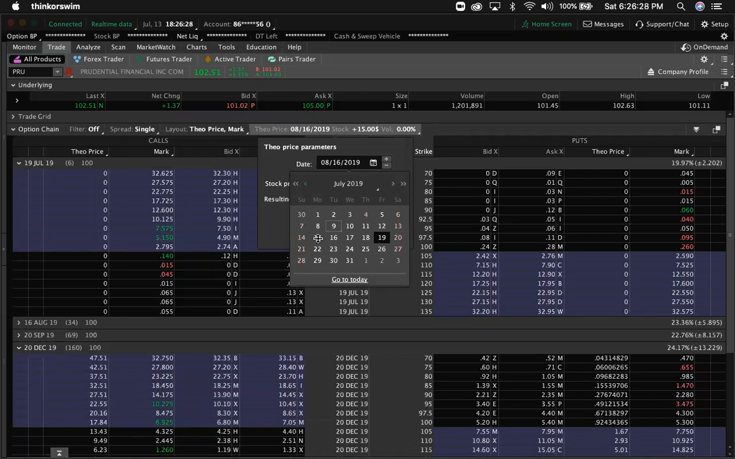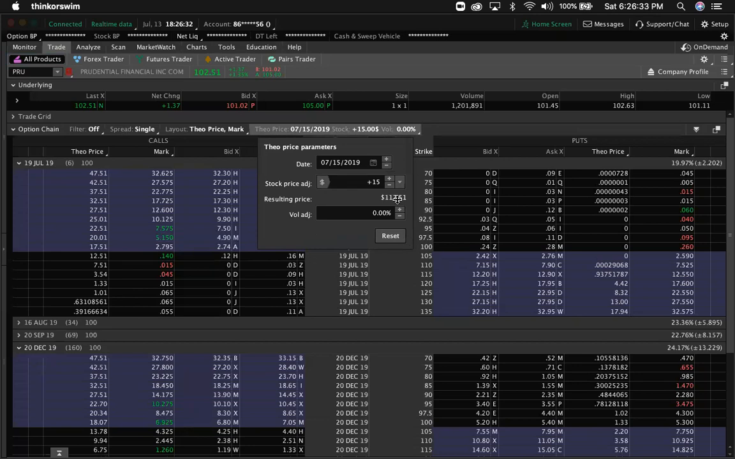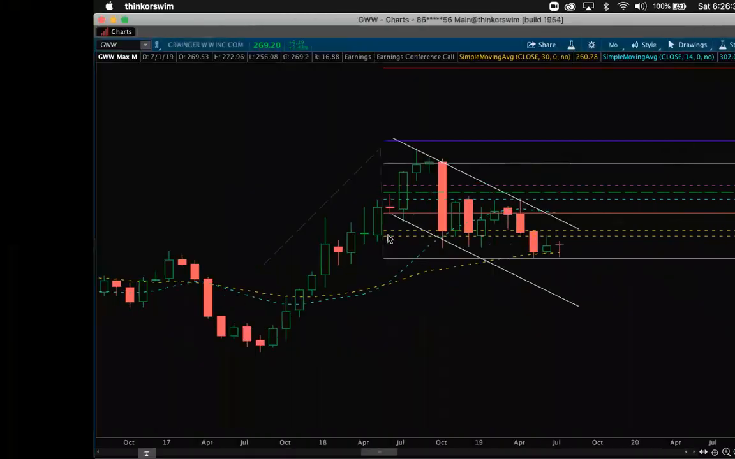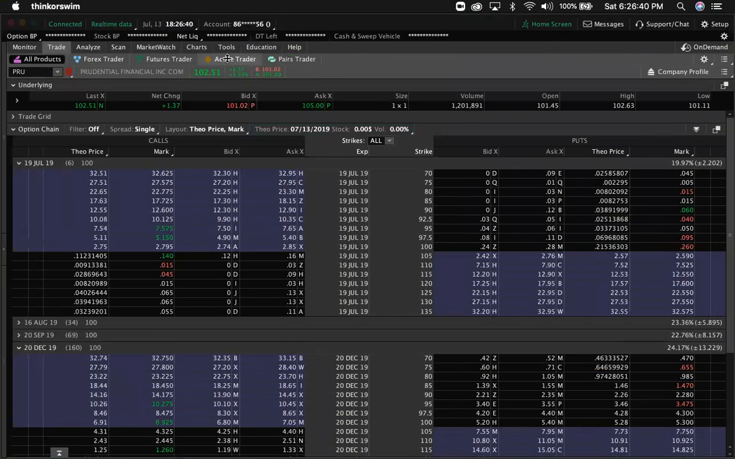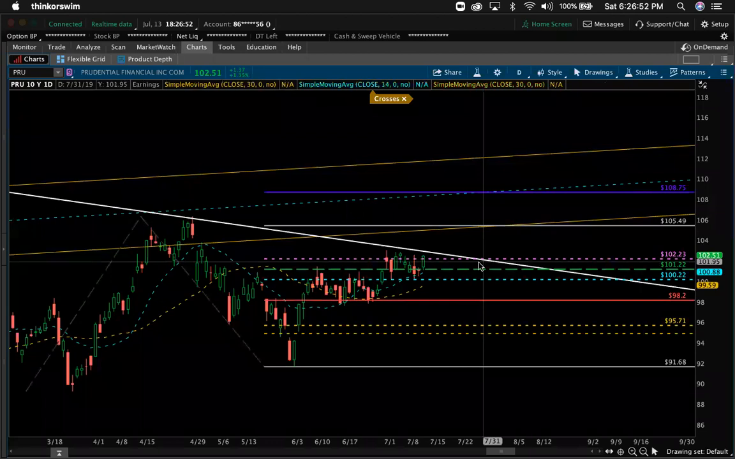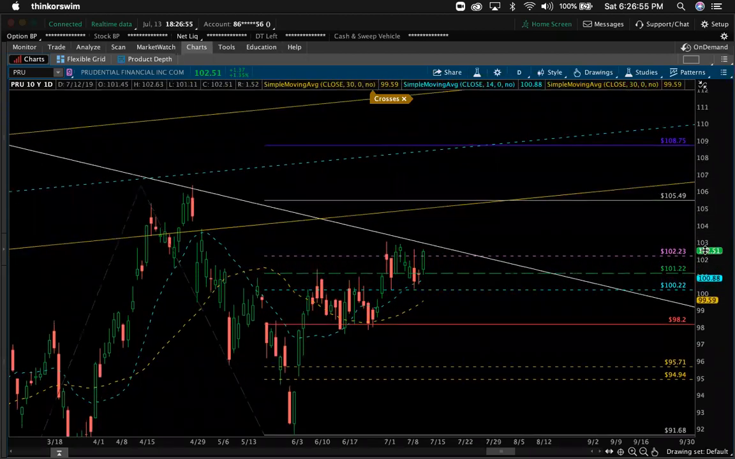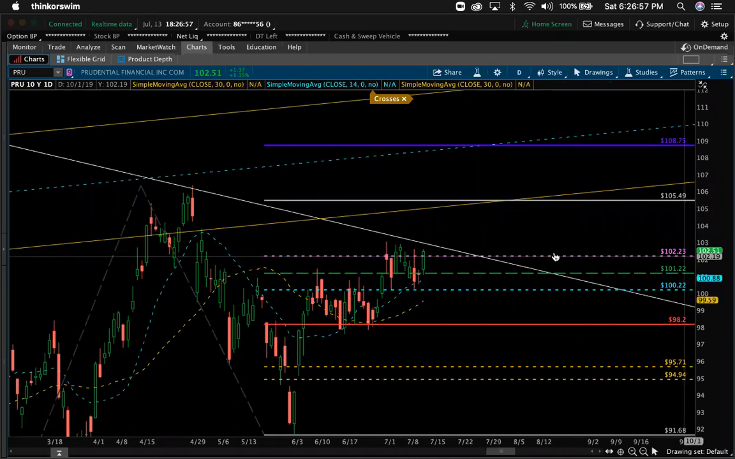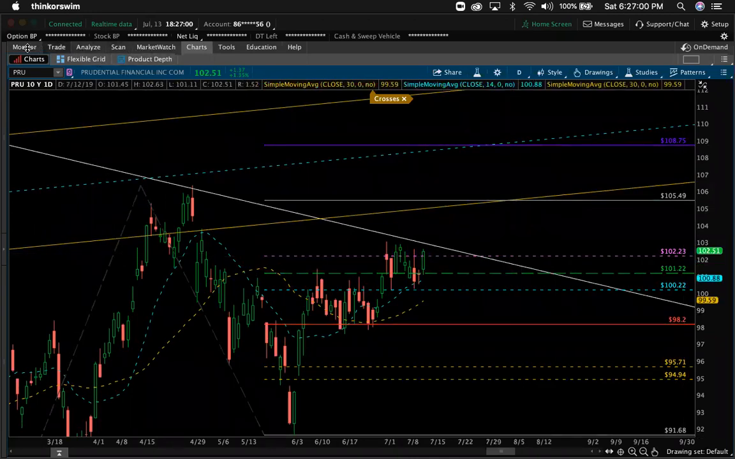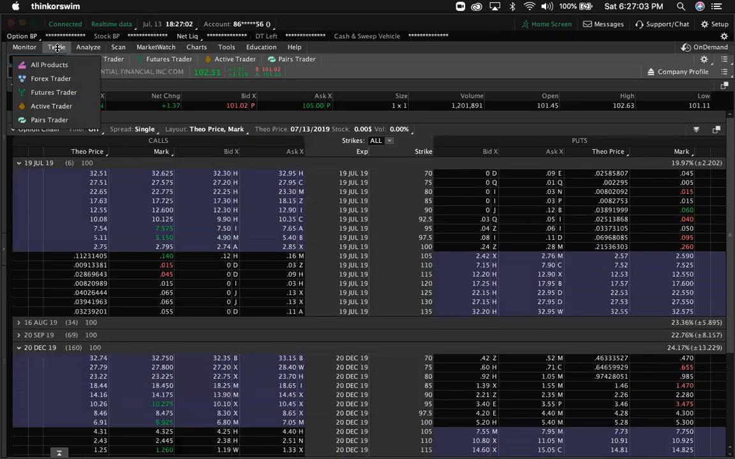So again, I'm going to put the theo parameters to July 15th, which is Monday. I'm going to reset it again. I'm looking for a pullback. I don't know about anybody, but I love when a weekly play opens up on a pullback as opposed to a gap up, because that gap up is always going to come back down and retest that support. So for PRU, I want it to come down to at least 102.33, 102.23. So I'm going to show you guys something. I'm looking at 102.23. I want it to come down there.